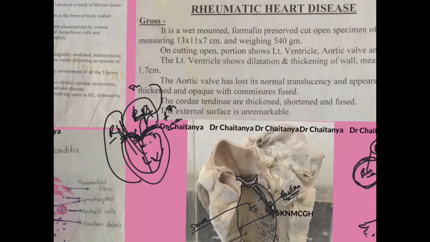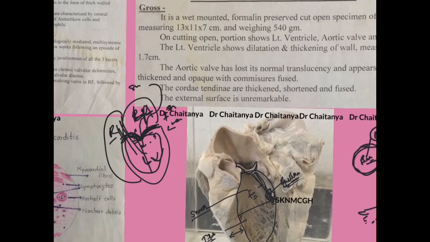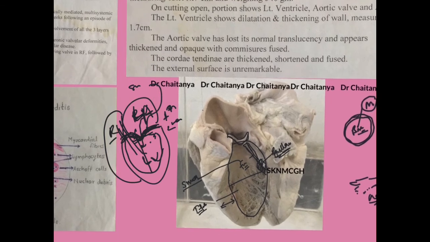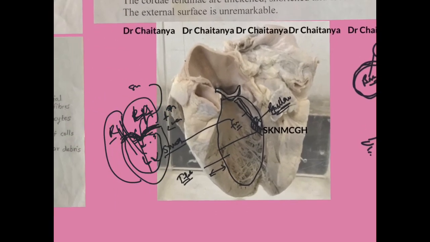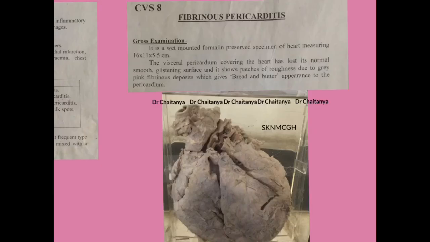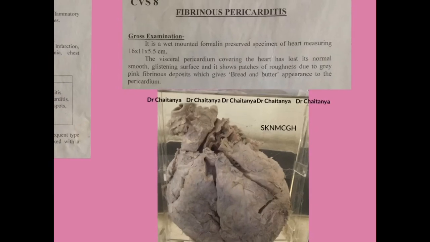So this specimen is around 13 into 11 into 7 centimeter. The heart measures around 540 gram, and the left ventricle shows dilation with the thickness around 1.7 centimeter, and the external surface is unremarkable. Coming to the next one, that is the fibrinous pericarditis.